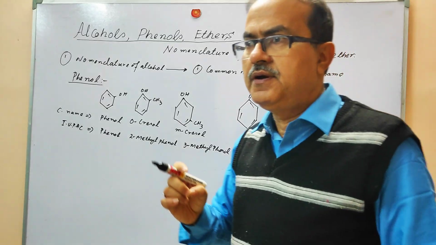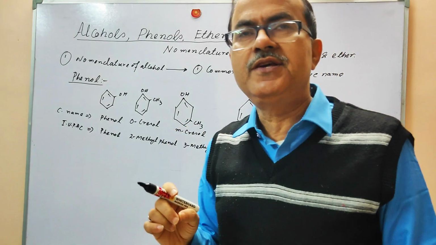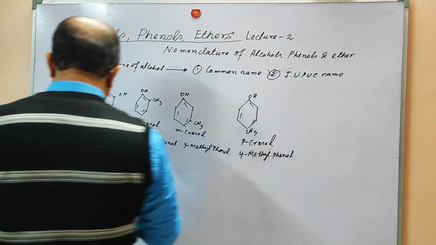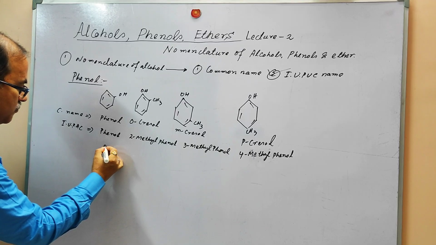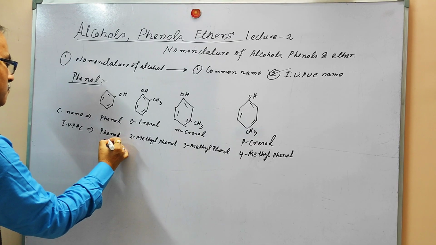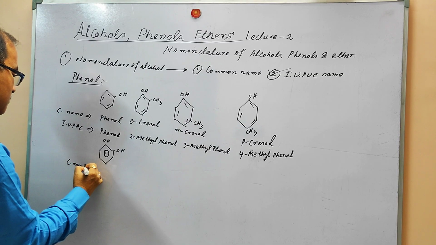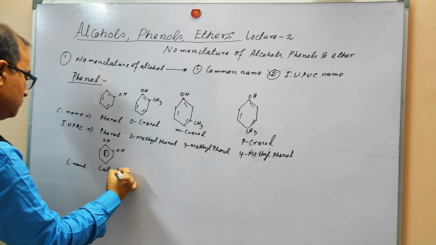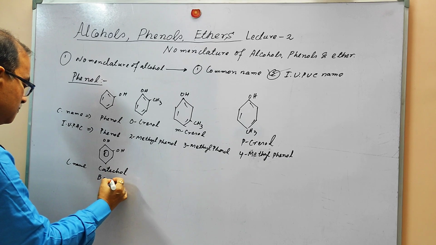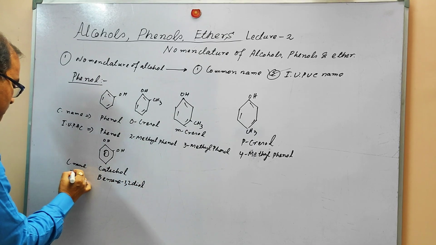For the disubstituted hydroxy compounds of benzene, we have to use the prefixes 1,2, 1,3 or 1,4 diol. As for example, suppose this is a disubstituted compound, OH. Its common name is catechol and the IUPAC name is benzene-1,2-diol.